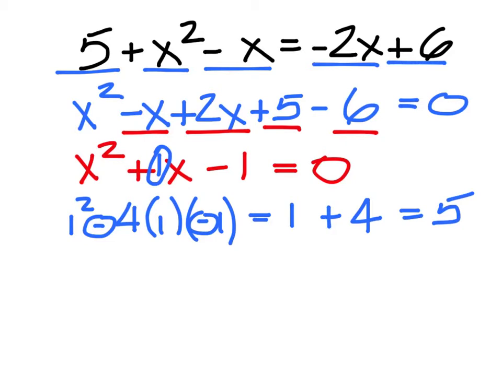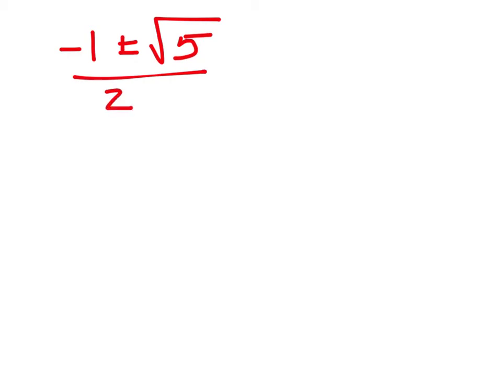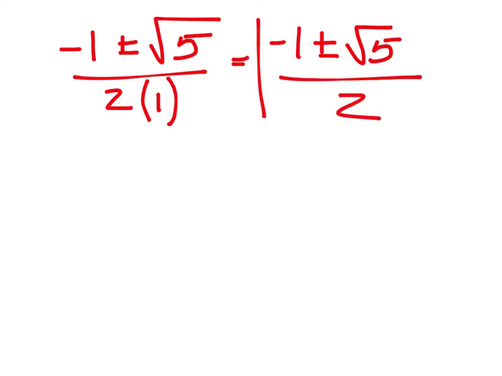So on the next page, we will use the discriminant of 5 and then the b of positive 1 to solve this out. Alright, continuing on with the formula, negative 1 for the negative b, and then plus or minus the square root of 5 over 2 times 1 for the a. The a was 1, right? Okay. So negative 1 plus or minus the square root of 5 over 2 is the final answer.